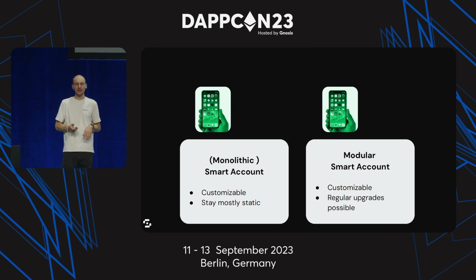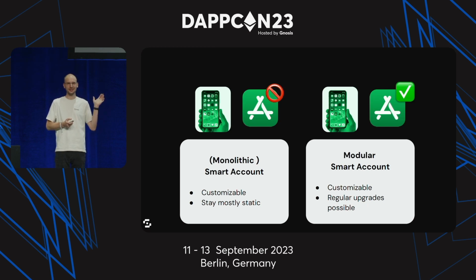Whereas a modular smart account is also customizable, but we are ready for regular upgrades. They don't have to happen. It definitely depends on the context and on the user whether one should or wants to do that, but we're prepared for this. So the left-hand side is a smartphone without the App Store. The right-hand side, in my opinion, can be compared to a smartphone with the App Store, because then there is a way for developers to add more code while it's being run. There's space for upgrades, and the App Store has a review process. Also, a review process is required for modular smart accounts.